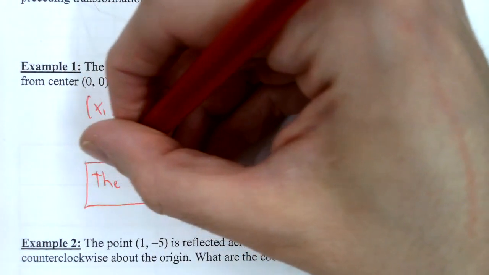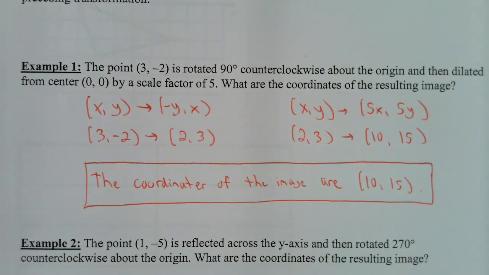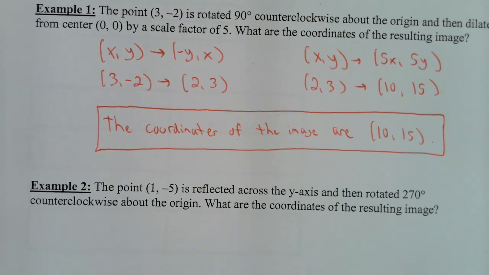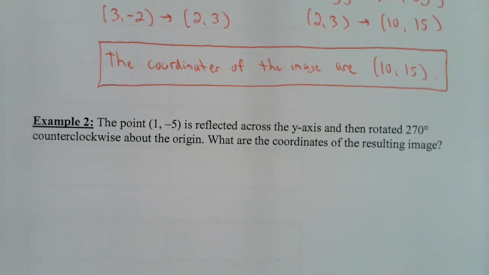Okay, so we're just starting off with some nice easy ones before we get to triangles and quadrilaterals and whatnot. We're just doing a specific point. So example 2, the point (1, -5) is reflected across the y-axis and then rotated 270 degrees counterclockwise. You just have to make sure you go in the right order. The order matters. Maybe not every time. Sometimes if you make a mistake in the order, you might still end up with the right answer. But in general, the order matters. Make sure you go in order.